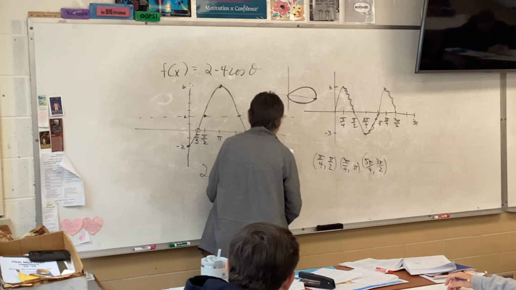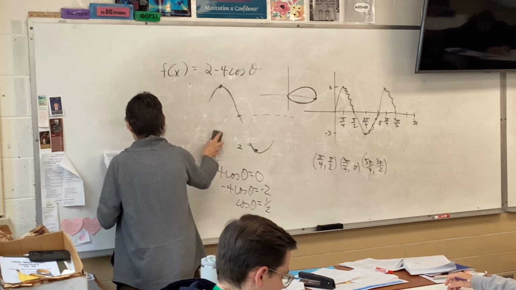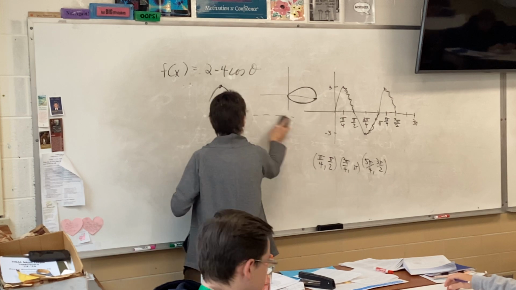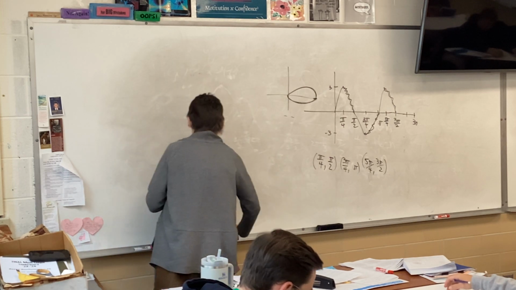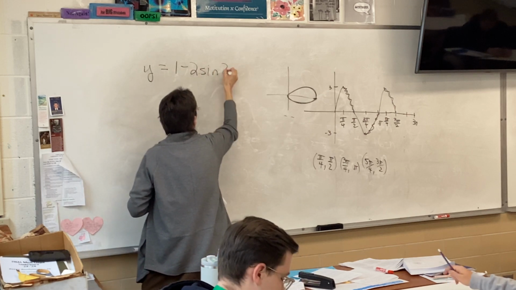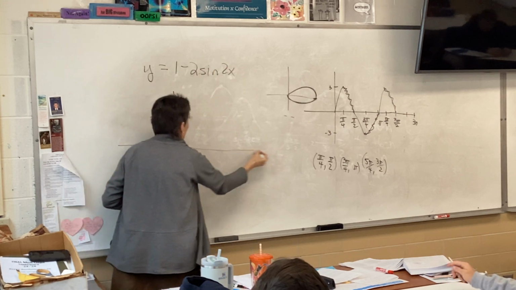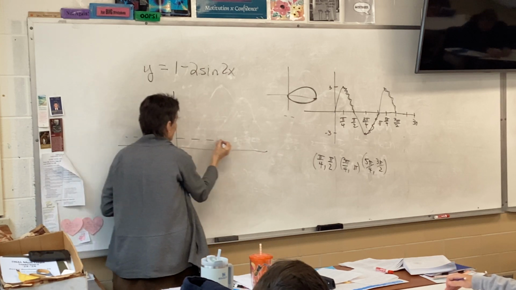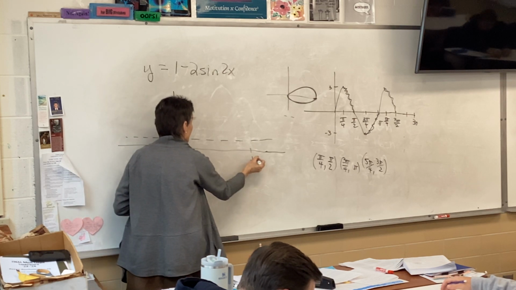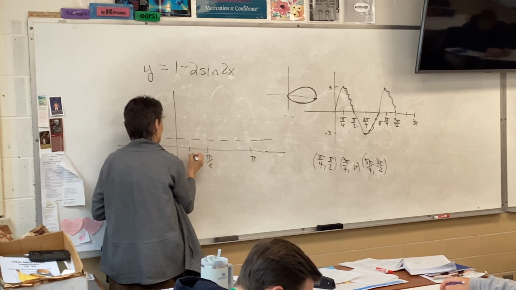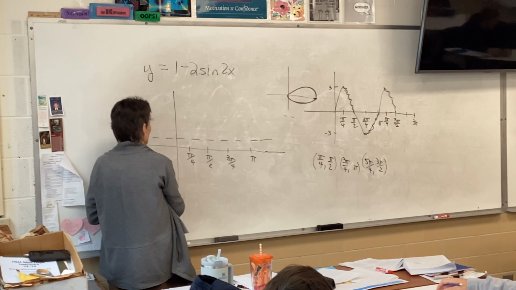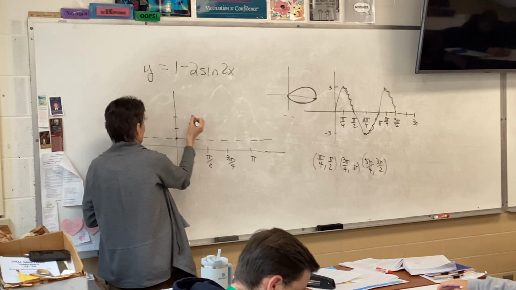So let's try example 4. Consider the graph. Okay, so what does this one look like? Rectangular, like y equals 1 minus 2 sine 2x. It has a vertical shift of 1. What's my period? Pi. It's a sine curve with an amplitude of 2.